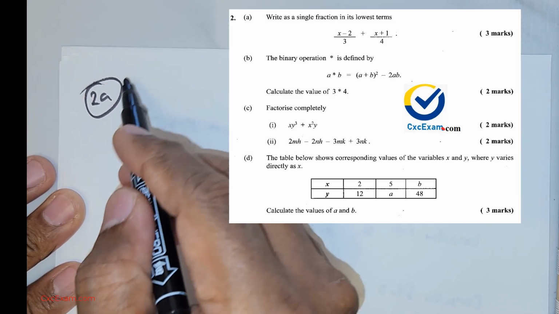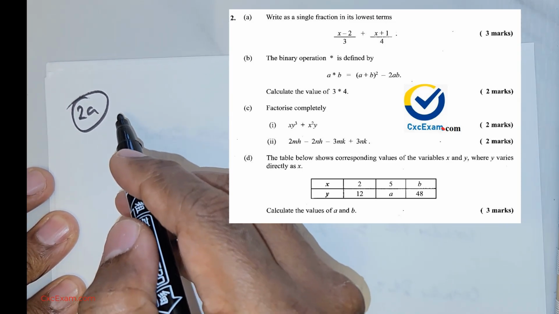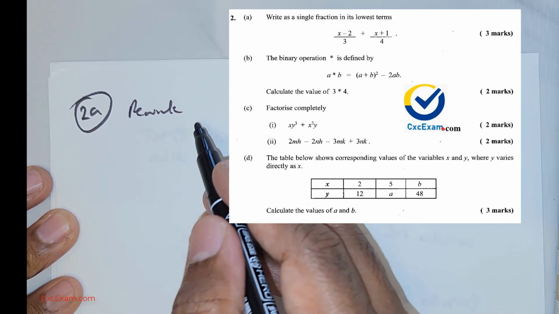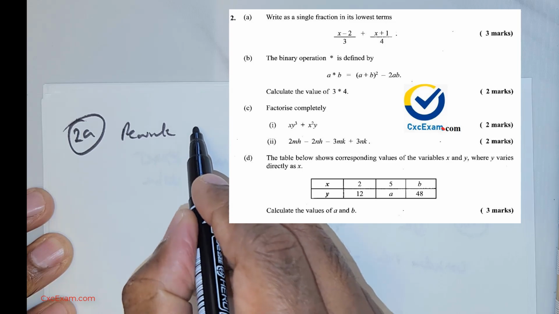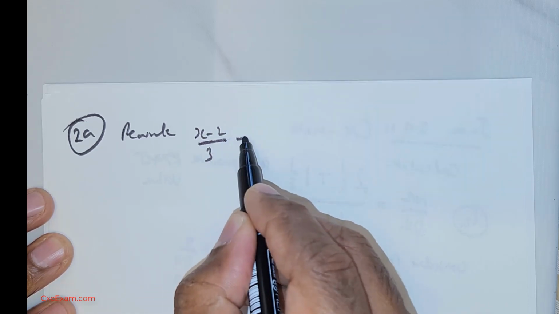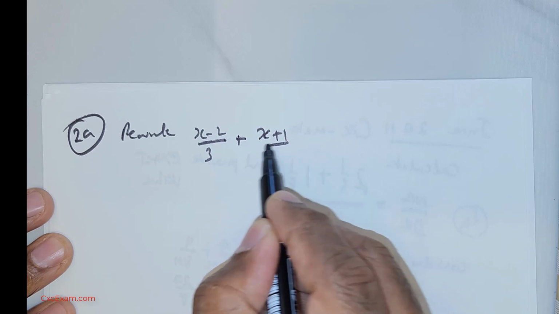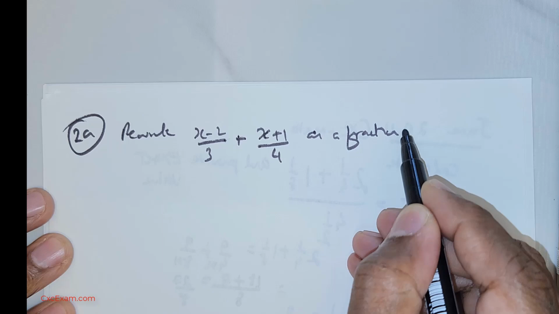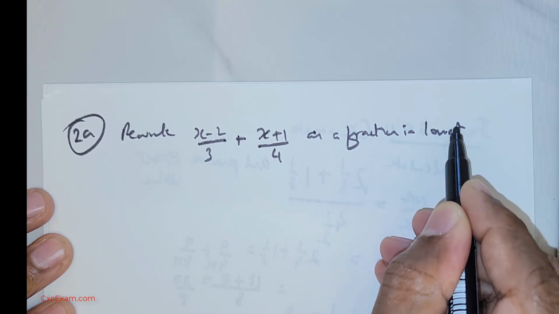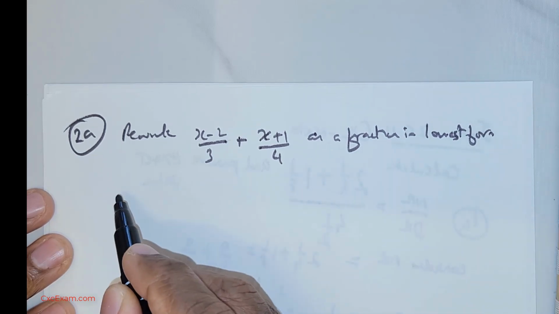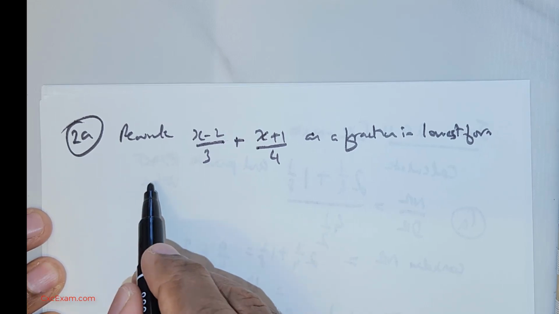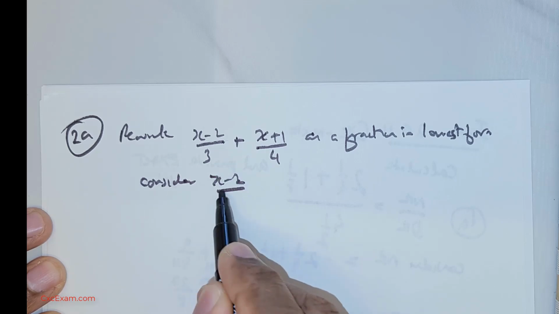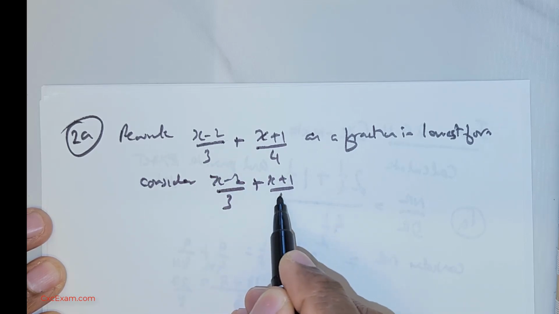Okay, so this is question number 2a. The question is: rewrite x - 2/3 + x + 1/4 as a fraction in lowest form. So I'm going to start out like this. Consider (x - 2)/3 + (x + 1)/4.